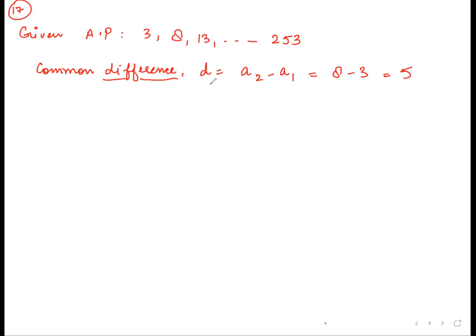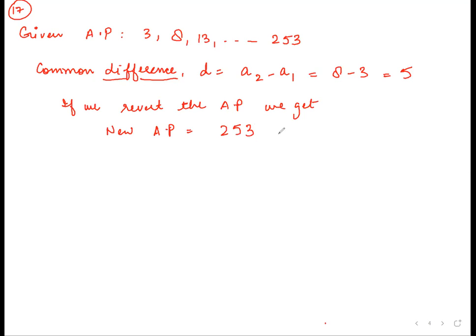We can do it like this. Can we just revert the AP? If we revert the AP, we get, so what is the new AP actually? If I start from 253, I'm just writing it in the opposite direction, right?